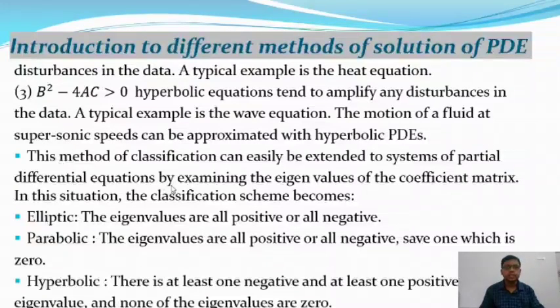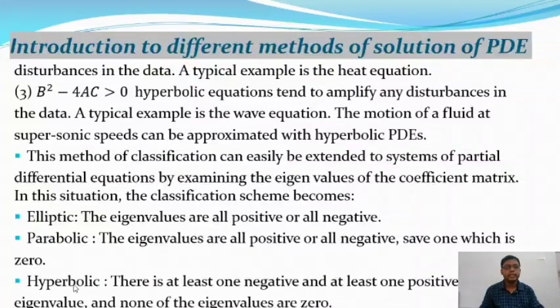This classification method can easily be extended to systems of partial differential equations by examining the eigenvalues of the coefficient matrix. In this situation the classification becomes elliptic, parabolic, or hyperbolic, and these all depend on the eigenvalues. If the equation is elliptic, then the eigenvalues are all positive or all negative. If it is parabolic, then the eigenvalues are all positive or all negative, save one which is 0.